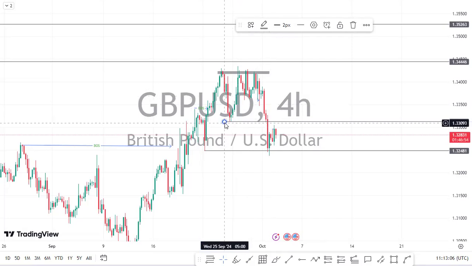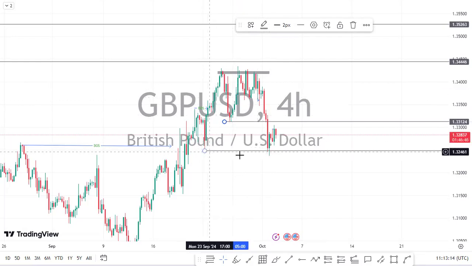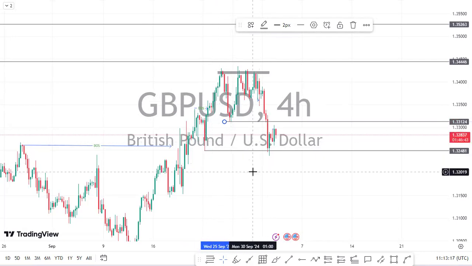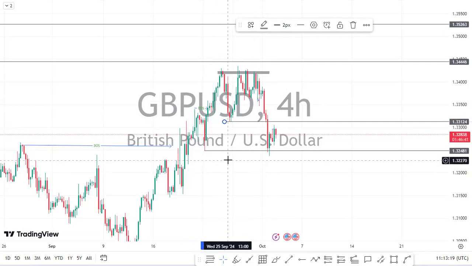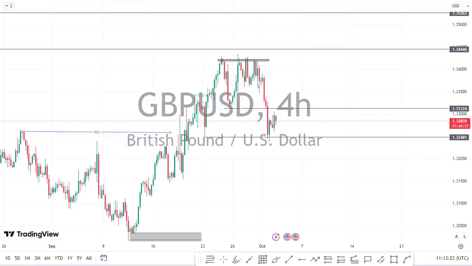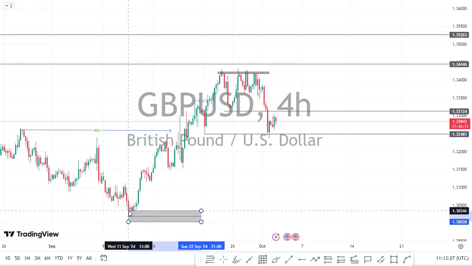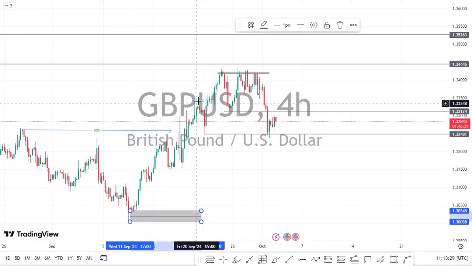But fortunately, price broke this low. This was the low that caused this break of structure. So yesterday, this is the reason why I'm buying. I may be wrong, but I'm just following what the market gives me to follow. So now we have this break of structure.